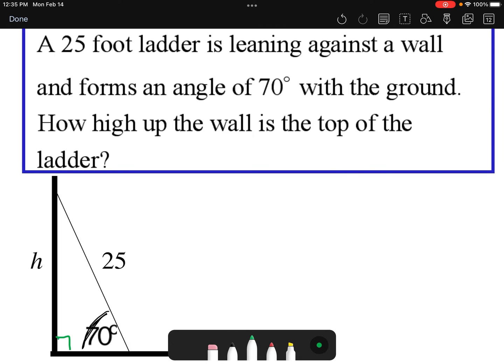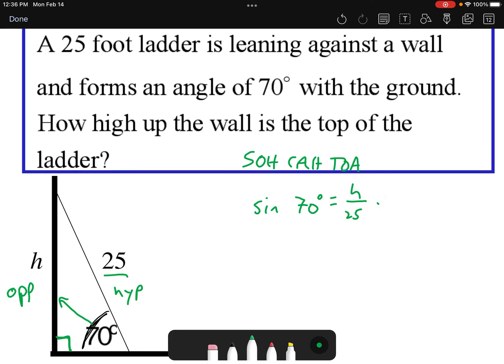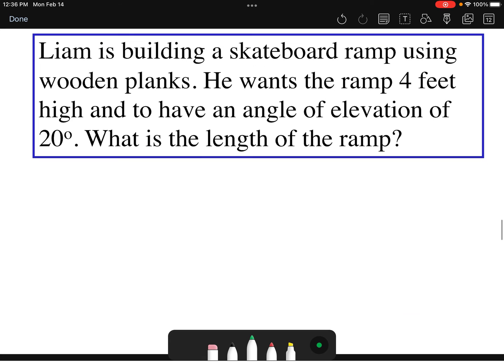Well, we know this is 90, so 70 and h are opposite. So this is the opposite, and we know 25 is our hypotenuse. So we go through SOHCAHTOA, and we know that that's sine, which is the sine of 70 equals h over 25. Multiply by the denominator, 25 sine 70, and that ladder is approximately 23.49 feet up the side of the wall. Okay? Right triangle trig is nice.